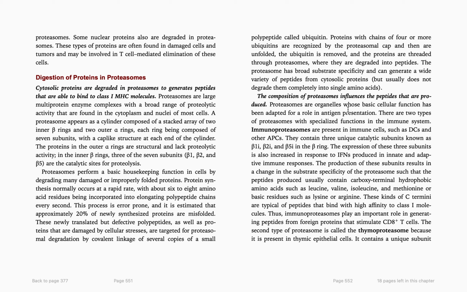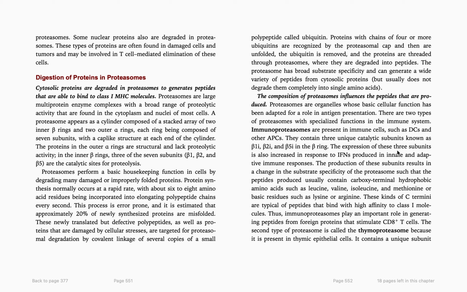Proteasomes are organelles whose basic cellular function has been adapted for a role in antigen presentation. There are two types of proteasomes with specialized function in the immune system. Immunoproteasomes are present in immune cells, such as dendritic cells and other antigen-presenting cells. They contain three unique catalytic subunits known as B1i, B2i, and B5i in the B ring.